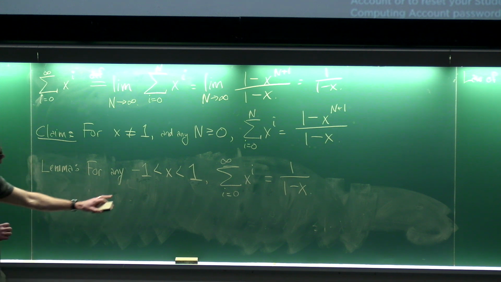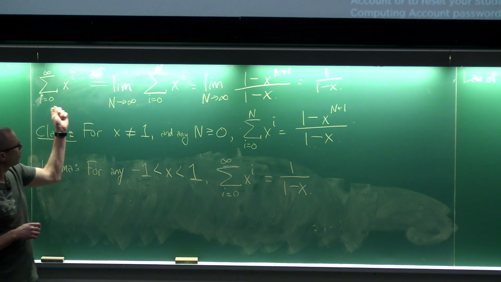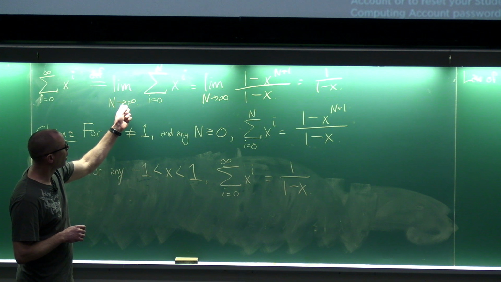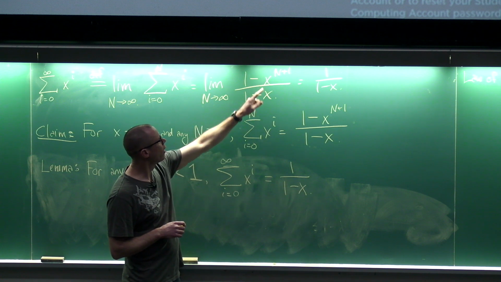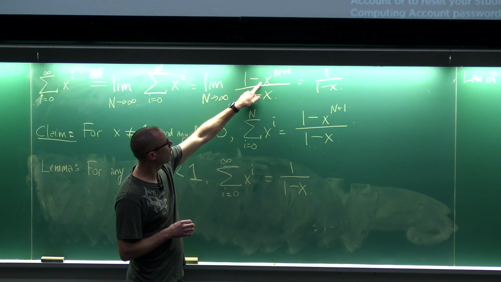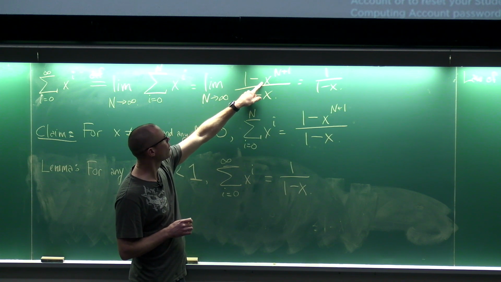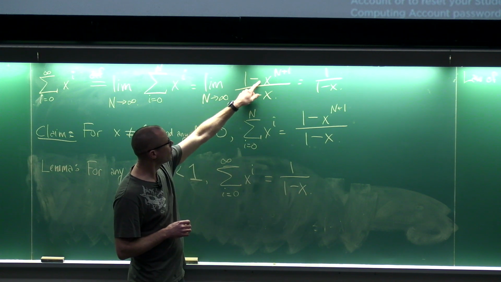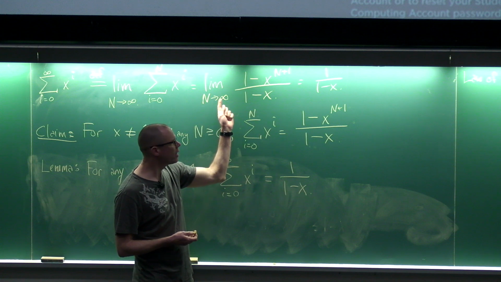Well, it's kind of necessary, right? Because if x is, for example, bigger than 1, then this isn't going to be defined. I mean, this is true, this is true, this is true, but then look at this limit. This has something up here which is bigger than 1. If x is bigger than 1, then take the limit as n goes to infinity of x to the n plus 1. That goes to infinity. So the limit at this point is undefined.